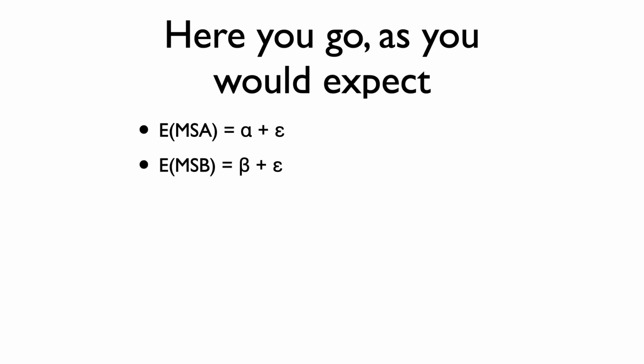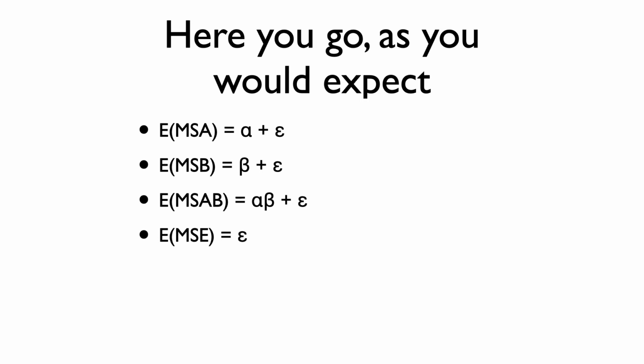The expected value of mean squared A is the variance due to A, alpha, plus error variance. B, well, this shouldn't surprise you, is beta plus epsilon, the B variance plus error. Interaction, alpha beta, is the variance due to the interaction plus error variance. And mean squared error is epsilon. Again, just like you'd expect.